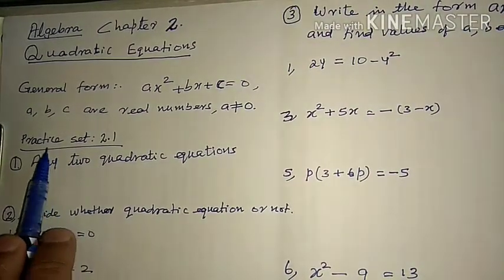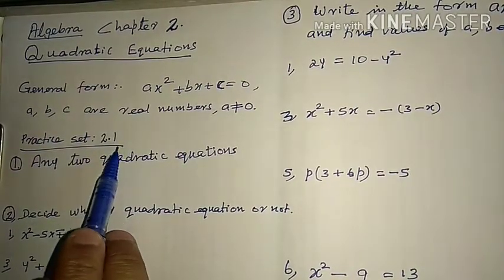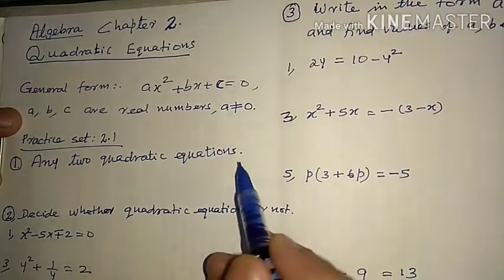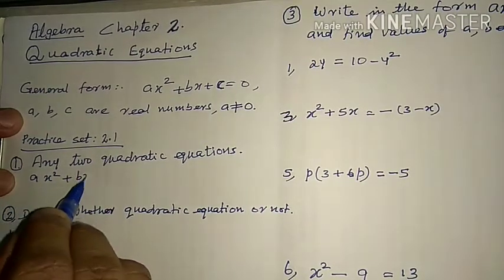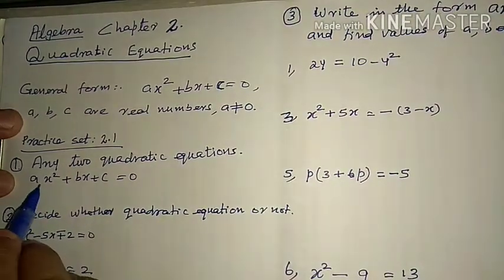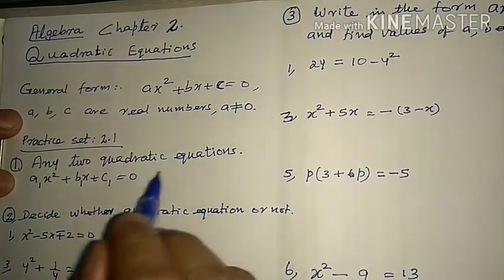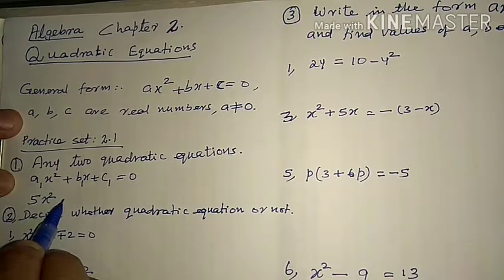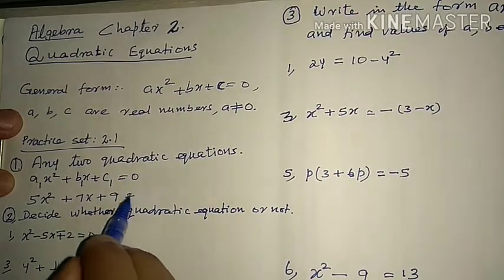Now we pass on to the practice set or exercise. Second chapter, so first exercise 2.1. First question, write any two quadratic equations. You write the first one itself, ax square plus bx plus c equal to 0. But if we want to write some other numbers, you can write like a1x square plus b1x plus c1 equal to 0. And one more, you can write like this, 5x square plus 7x plus some number 9 equal to 0.